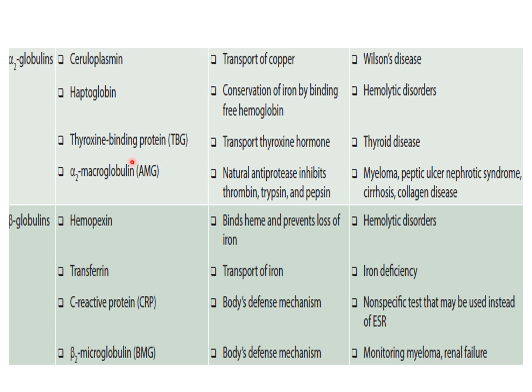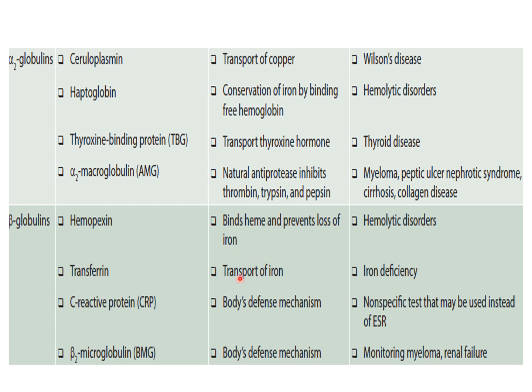Alpha 2 macroglobulin, AMG, acts as a natural anti-protease inhibitor, inhibits thrombin, trypsin, and pepsin. Its diagnostic importance lies in myeloma, peptic ulcer, nephrotic syndrome, cirrhosis, and collagen disease. Then beta globulins: hemopexin, transferrin, C-reactive protein, and beta 2 microglobulin. Hemopexin binds heme and prevents the loss of iron. Its diagnostic importance is in hemolytic disorders.